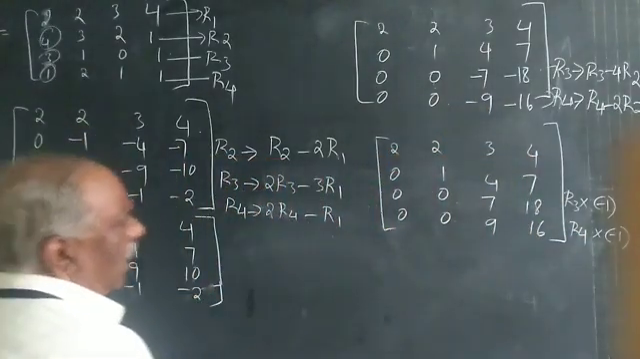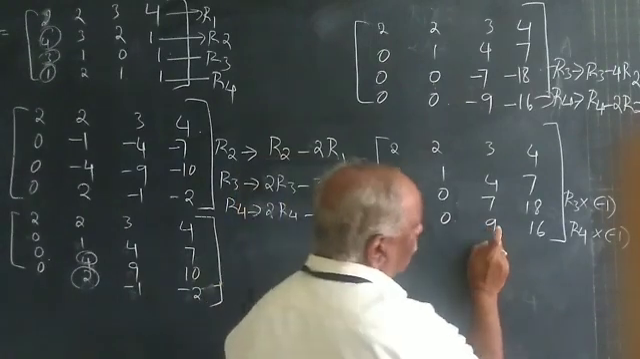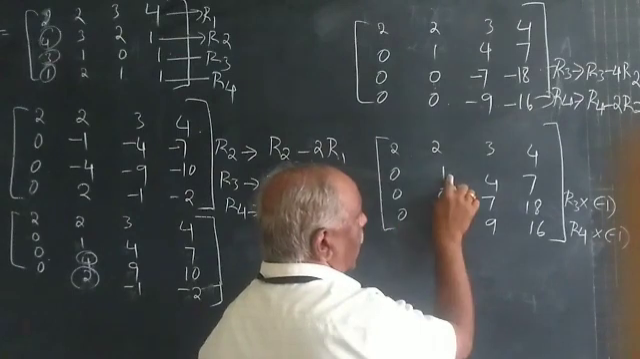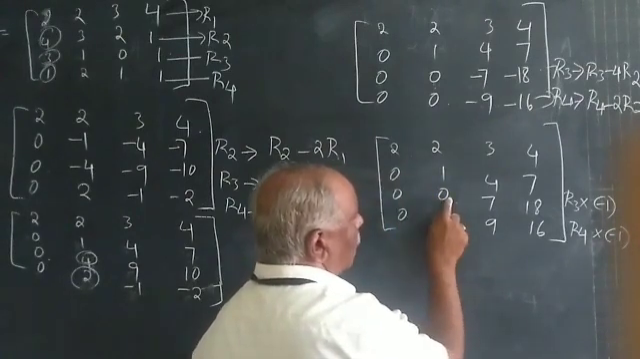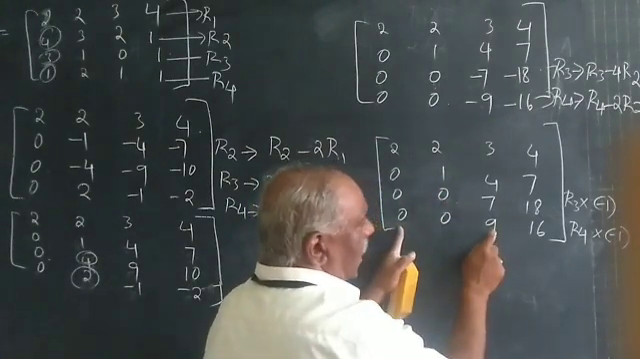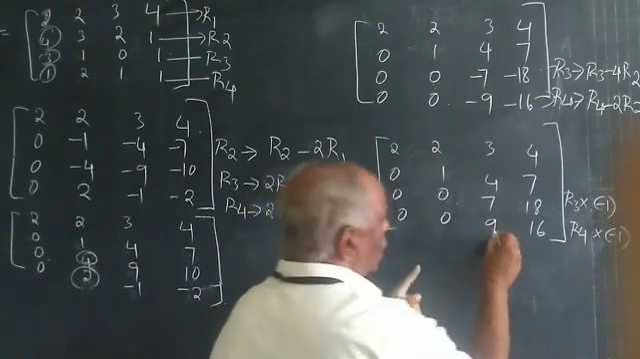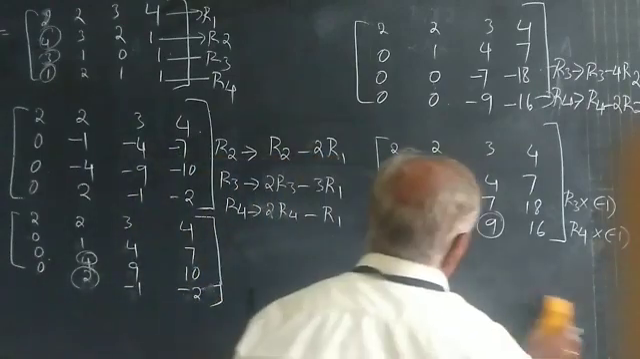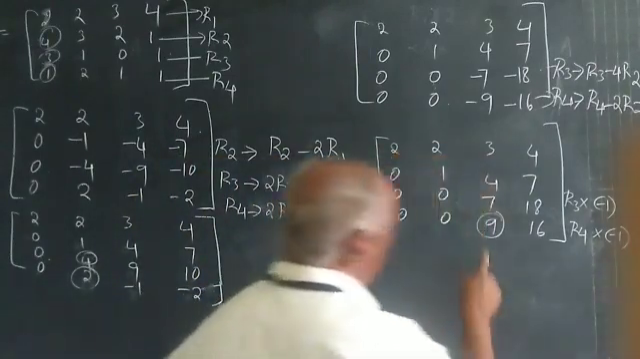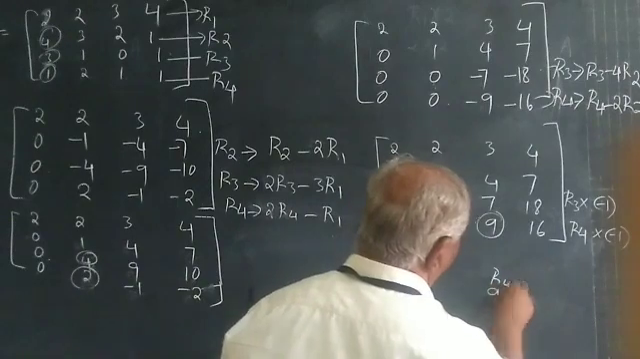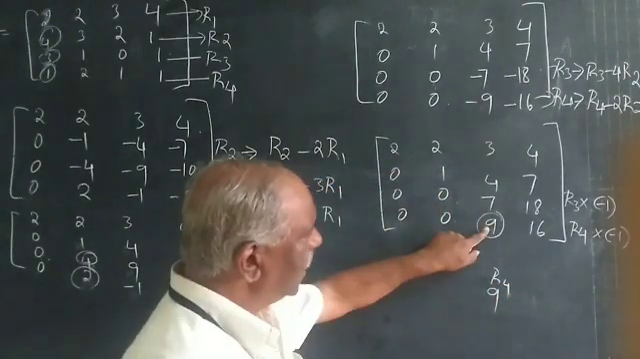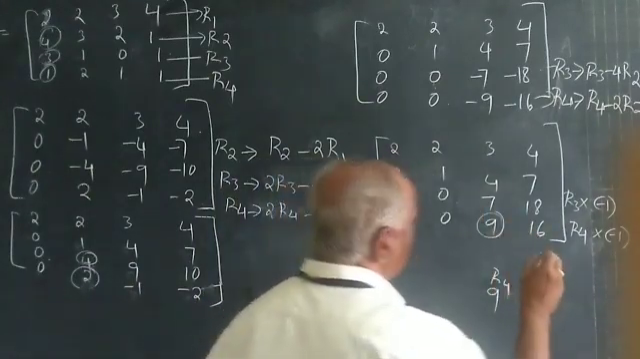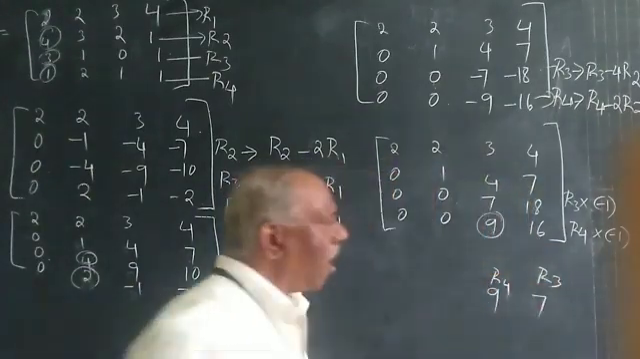So what is the next job? Third row first two elements should be 0, fourth row first 3 elements, that is this 9 should be reduced to 0, that is the important point. So to reduce 9 to 0, what is the row operation? This 9, where is it? It is in R4. From which element? From 7. That 7 is in R3.